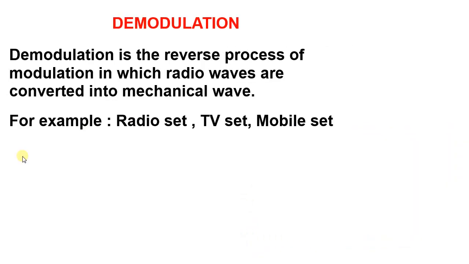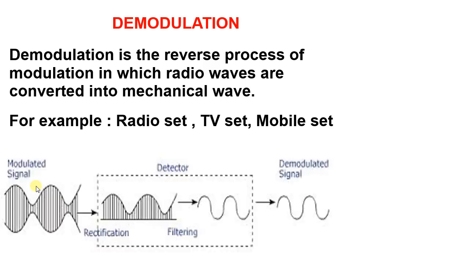Demodulation is the reverse process of modulation, in which radio waves are converted into mechanical waves. For example, radio set, TV set, mobile set. In the figure, initially there is a modulated signal when it reaches electronic appliances just like the radio set, TV set or mobile set.